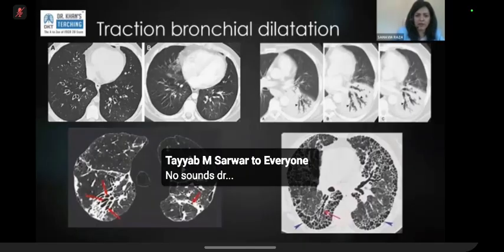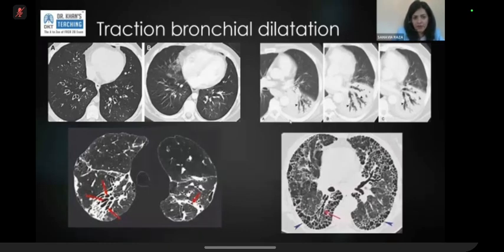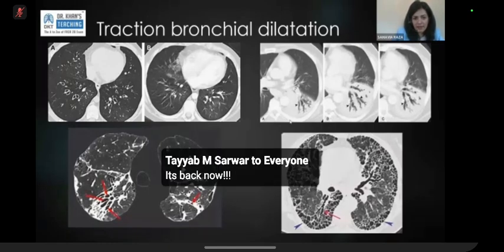Okay, a bit of divided response there. My question was, is this bronchiectasis? Is this traction bronchial dilatation? As in, is this ILD or is this nothing? Some of you have said bronchiectasis. Some of you had said, I'm assuming you mean primary bronchiectasis.